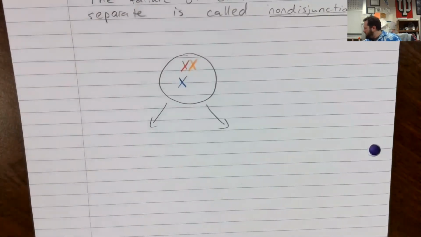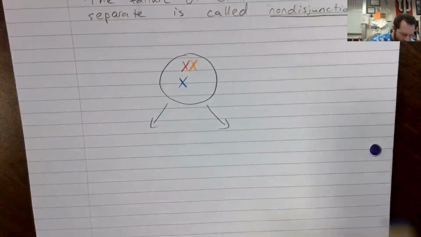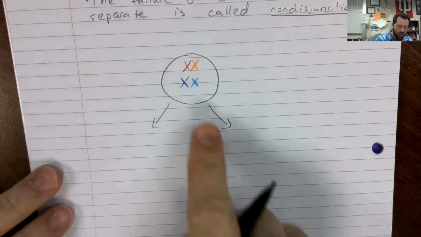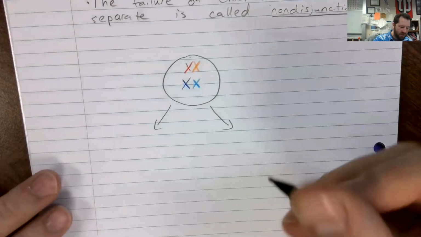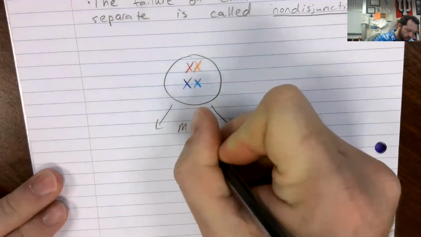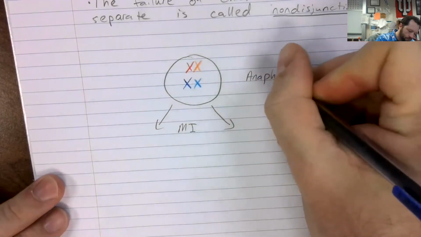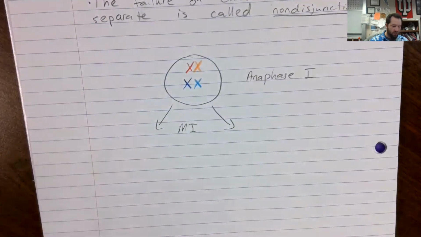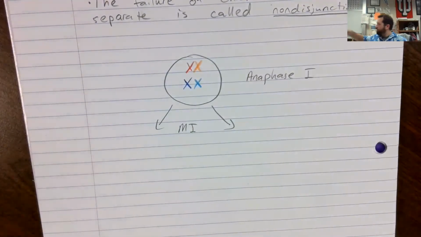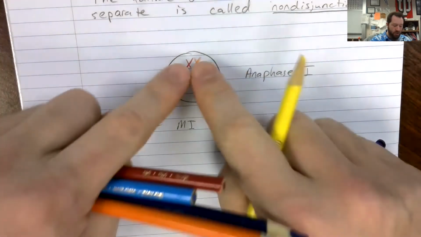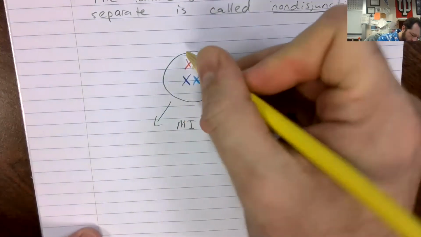All right, so the first place that non-disjunction might occur, so again, remember, during anaphase 1, so here's meiosis 1. During anaphase 1, those chromatids are supposed to separate. The homologous pairs are supposed to go in opposite directions, but what if they don't?